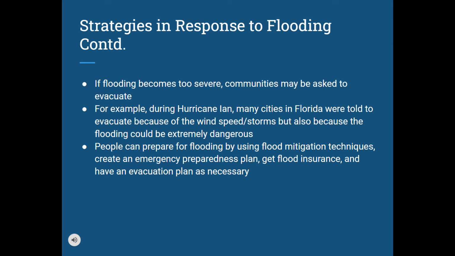People can prepare for flooding by using flood mitigation techniques, creating an emergency preparedness plan, getting flood insurance, and having an evacuation plan as necessary.